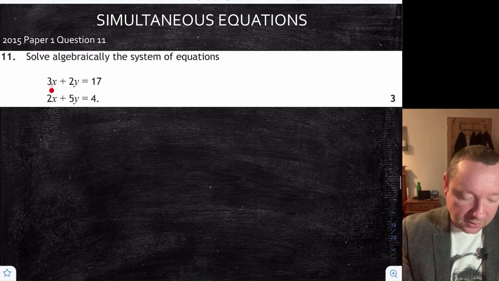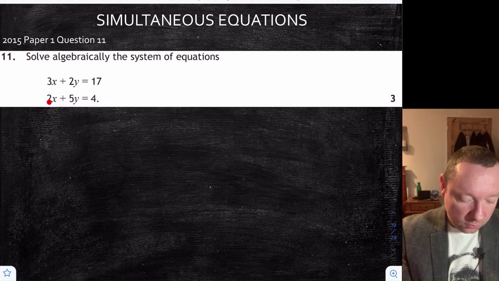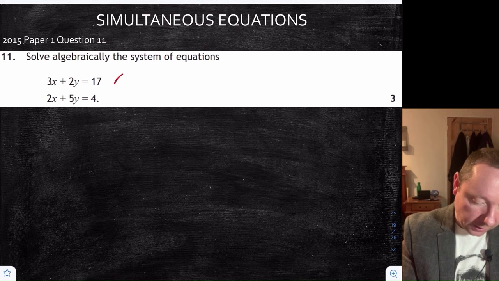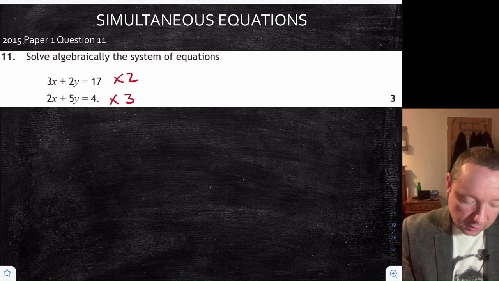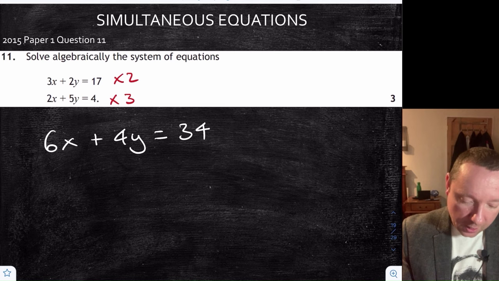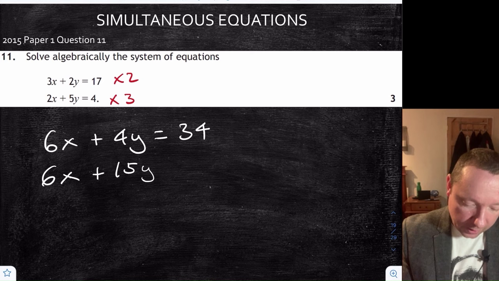If I wanted to make the x's the same, if I times the top one by 2 and the bottom one by 3, I'll get 6 in both cases. So times this by 2 and times this by 3. So we can write our new equations, 6x plus 4y equals 34. And our bottom one is also 6x plus 15y equals 12. So I'm going to call this equation 1 and this one equation 2.